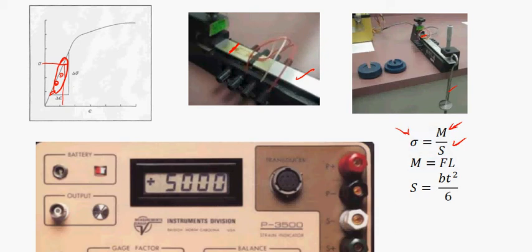The amount of moment will be the force on the beam, at the end of the beam, the amount of force here, times the lever arm, which is the distance from the application of the force to the center of the strain gauge. And the section modulus is a function of the beam dimensions.